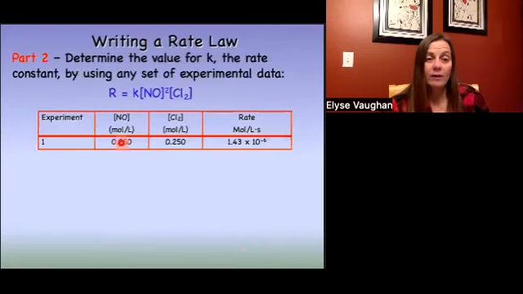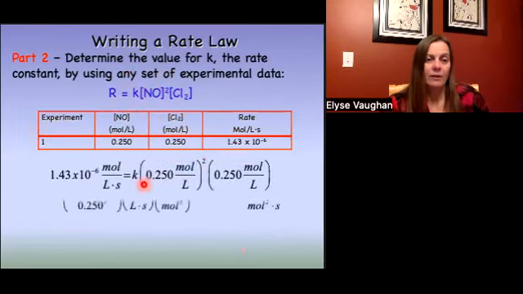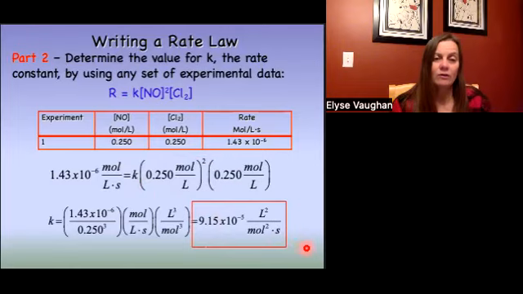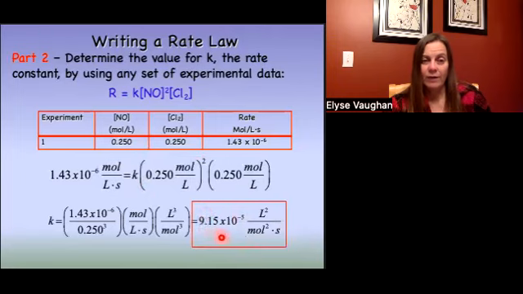So now we pick any one of the lines, it doesn't matter which one, we've chosen experiment 1, and we just plug these two values for nitrogen monoxide and chlorine into this rate law that we've just determined. We have the rate, so we're going to go ahead and plug that in over here for R, and we're going to solve for K. And so we get a value for K that is 9.15 times 10 to the negative fifth liters squared per mole squared per second. The units of K vary depending on what these exponents are. And so you have to solve for them each time.